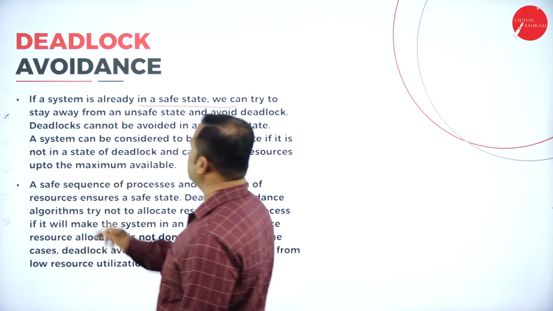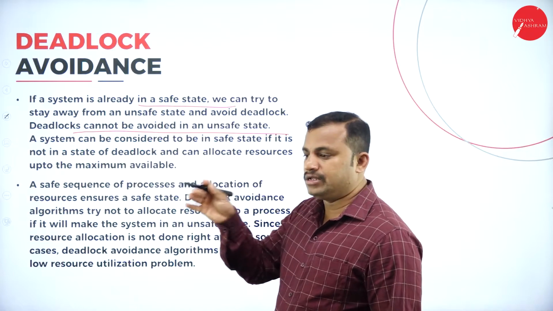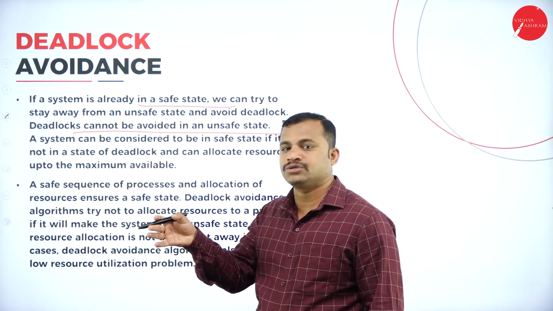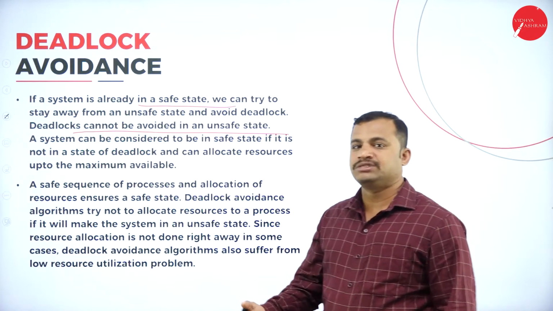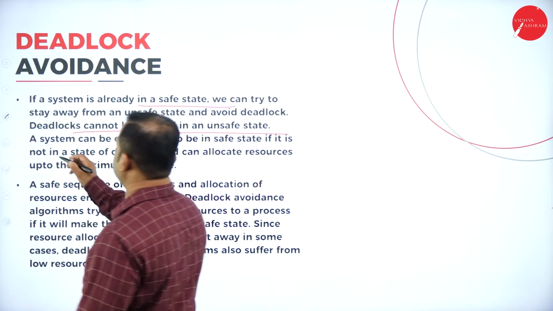If that is the case, deadlocks cannot be avoided in an unsafe state. That means when the number of resources required for a process is more than the resources available, then we say that the system is in an unsafe state. To avoid all those things, we will consider these options.